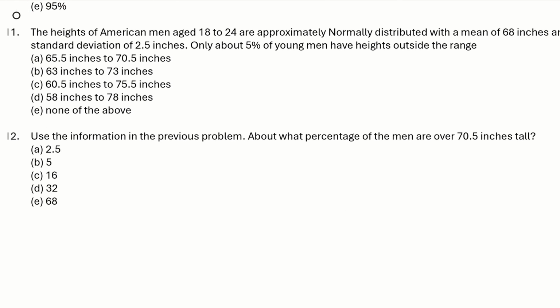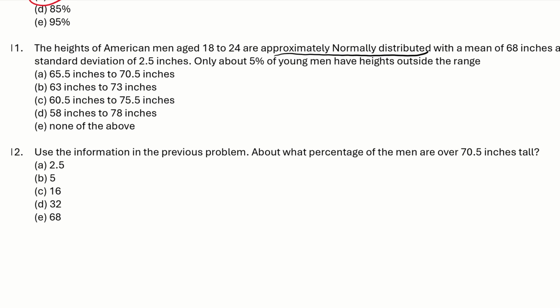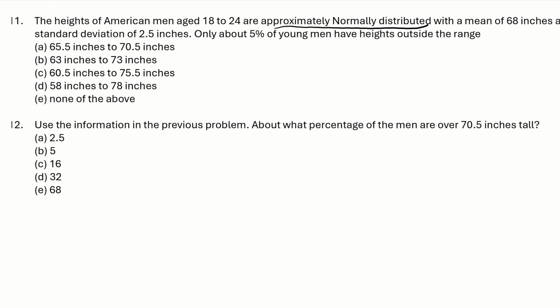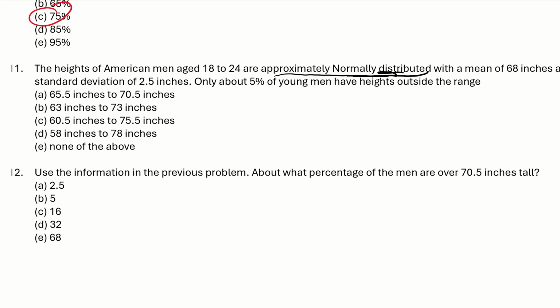All right, so 11. The heights of American men aged 18 to 24 are approximately normally distributed with a mean of 68 inches. So now we're officially in chapter 2 territory. Going from 11 to 20 is chapter 2. 1 through 10 is chapter 1, right? So number 11 is chapter 2 territory, where we are dealing with normal distributions.